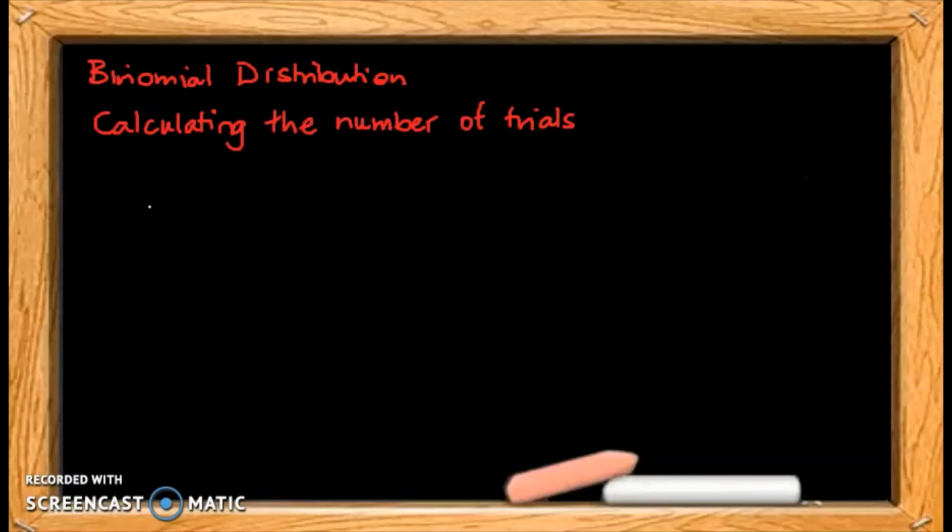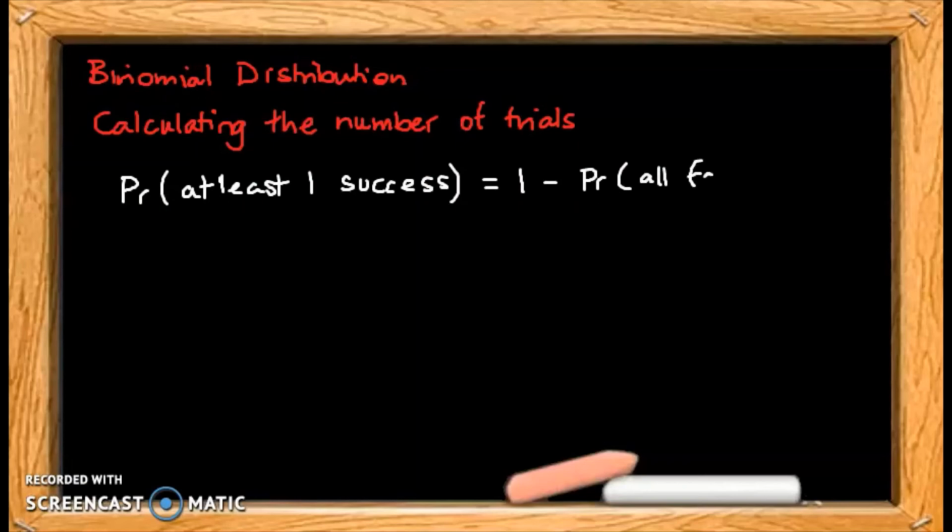So in summary, when we're looking at the number of trials to have the probability of at least one success, we calculate that by finding out 1 minus the probability of all fails. And if we know that, then we can work out the probability of at least one success.